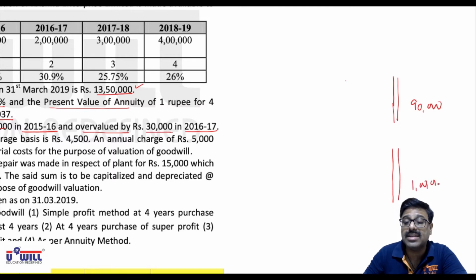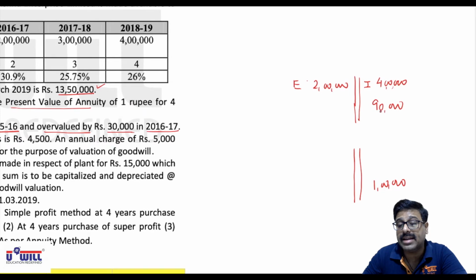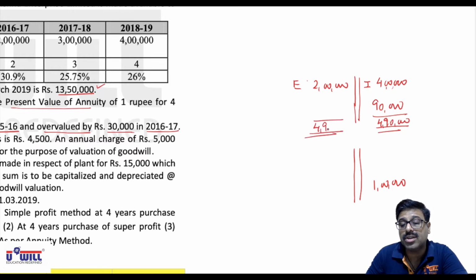You assume the figures of other expenses and incomes to understand this concept. Suppose other incomes are 4 lakhs and expenses are 2 lakhs. Then we have taken 90,000, undervalued by 10,000 means we have taken 90,000. So what is the profit we have obtained? 4,90,000 minus 2 lakhs. We have obtained the profits of 2,90,000.